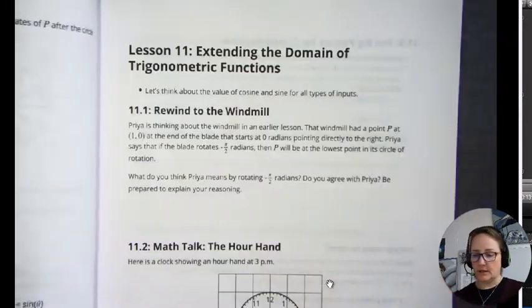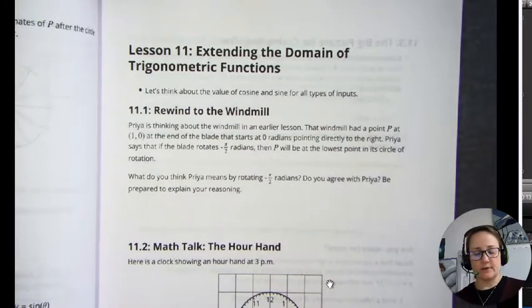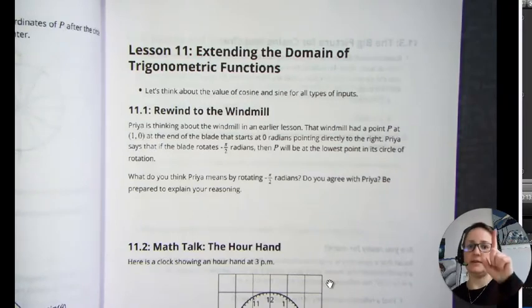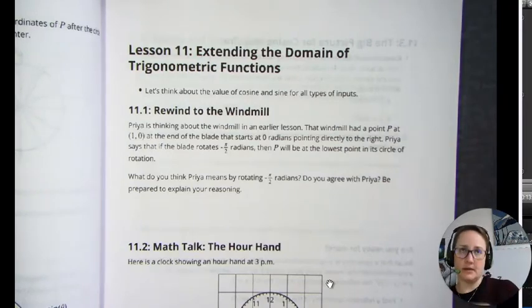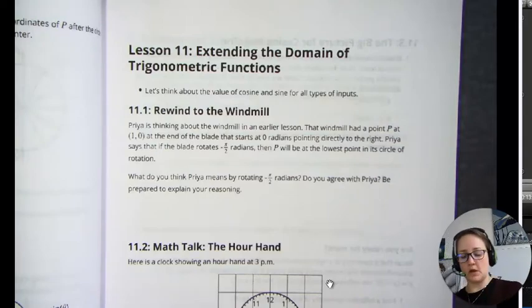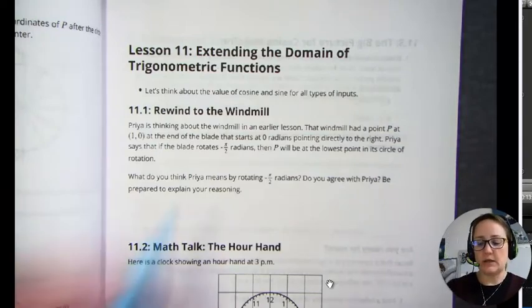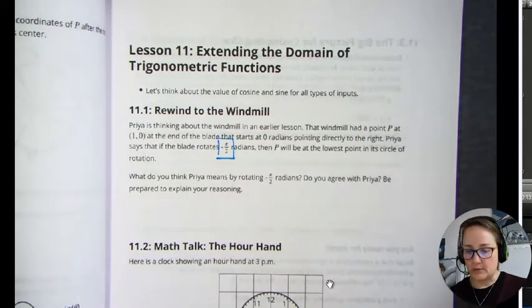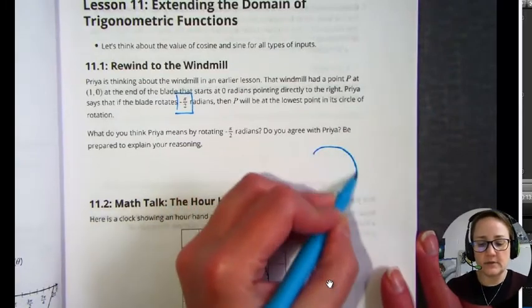Lesson 11. Just like we could keep on going around the unit circle again and again and again, we can also go backwards around the unit circle. All that that's going to mean is that we're going to call it a negative radian measure.